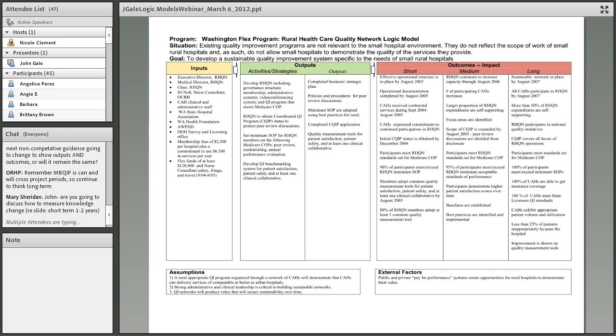And set of activities. And their outputs, they wanted over time to have a completed business and strategic plan. How would the network go about doing it? What would it need to accomplish its outcome, its desired goals?